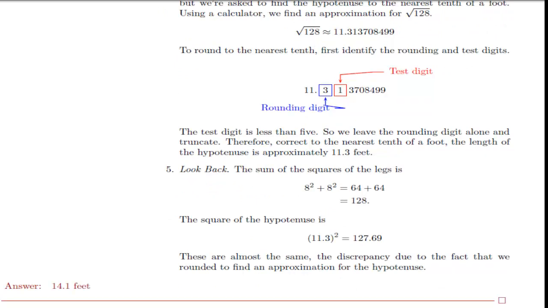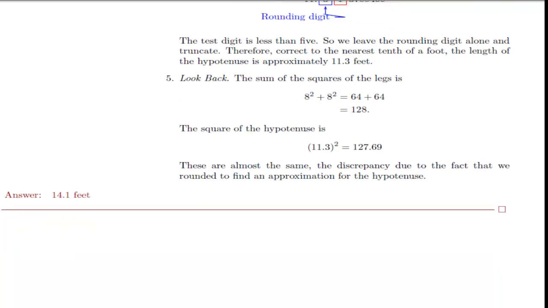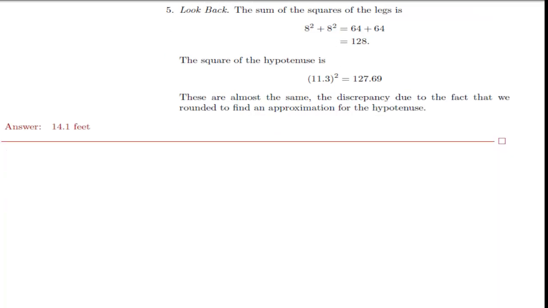5. Look back. The sum of the squares of the legs is 8 squared plus 8 squared equals 64 plus 64 equals 128. The square of the hypotenuse is 11.3 squared equals 127.69. These are almost the same. The discrepancy is due to the fact that we rounded to find an approximation for the hypotenuse.